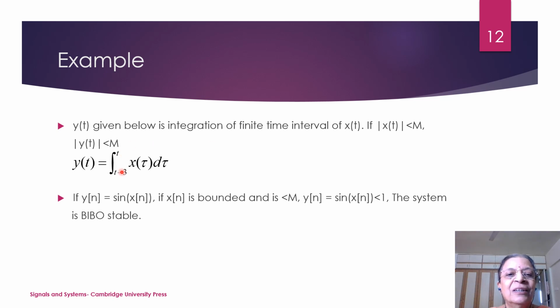Now consider the integration like this: the integral from t minus 3 to t of x(tau) d tau. In this case we are considering the finite interval of 3 units, t minus 3 to t, and if x(t) is bounded, less than M, y(t) will also be bounded. So this is a BIBO stable system. Consider y(n) is sine of x(n). If x(n) is bounded, what will be y(n)? y(n) is sine of x(n), so it will be less than or equal to 1 because sine is always bounded by 1. So the system is BIBO stable. So every sine, cosine function will always be BIBO stable.